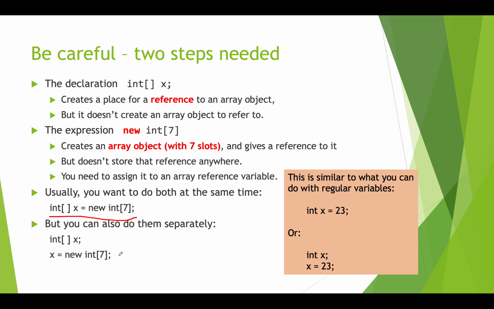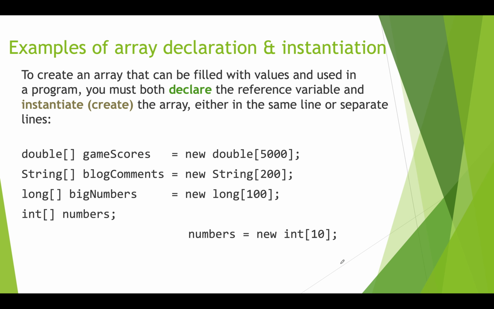Until you get to this line, the reference variable x will contain null. So this option of doing it all in one line or doing it separately, you've seen before. We've shown you that you can do this with regular variables like this. We can do int x equals 23, or you can do int x and then later on say x equals 23. Either one works.